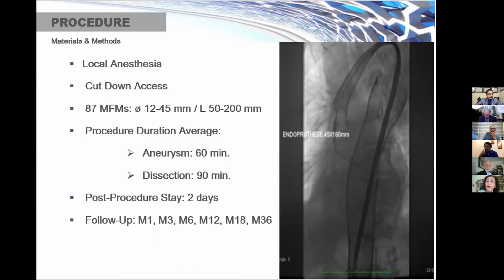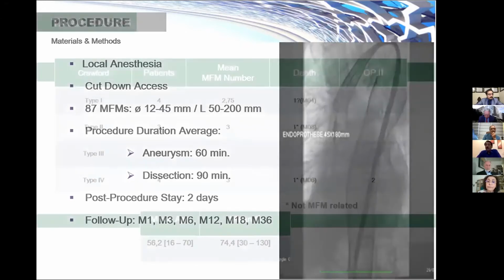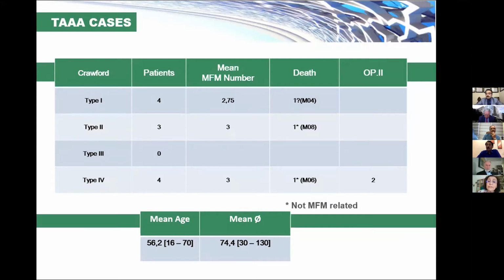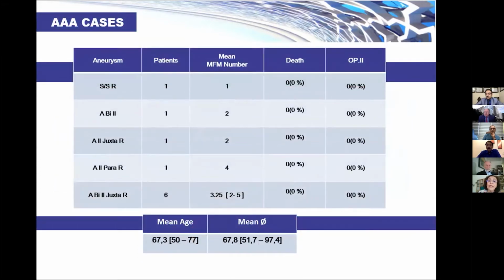On the right side of the slide, we can see how we deploy the MFM, the bigger into the smaller, and from bottom to top. We have treated 11 TAAA with a mean diameter of 74.4 millimeters, and we have also treated 10 AAA with a mean diameter of 67.8 millimeters.